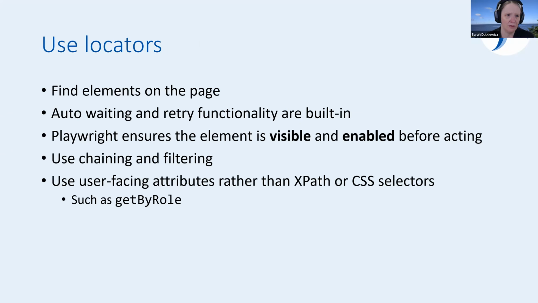With Playwright, use the locators. So use the Playwright Inspector to help you generate it with the Codegen. But you want to use the locators to find those elements rather than using XPath, rather than using CSS selectors. Use their chaining, use their filtering, as you saw in the demo code.